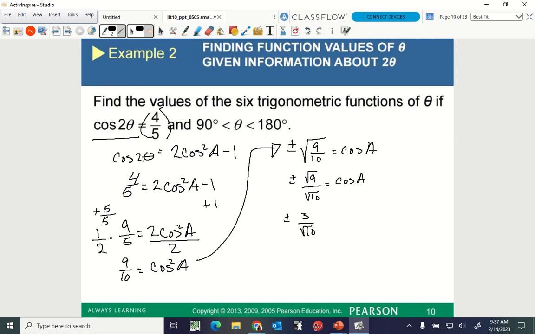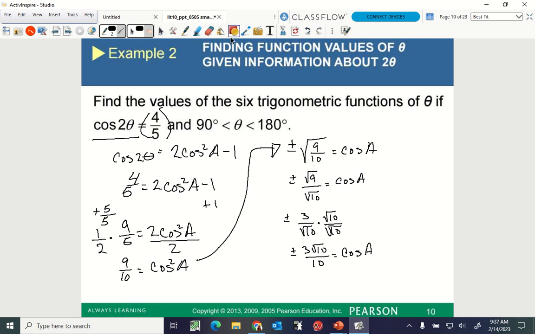But wait. Can I leave it like that? No, you can't do that. You've got to rationalize it. Let's rationalize here. So, square root of 10 over square root of 10. So it's going to be plus or minus 3 square root of 10 over 10. And this is equal to my cosine of A.